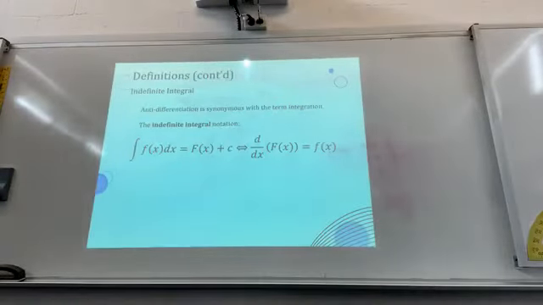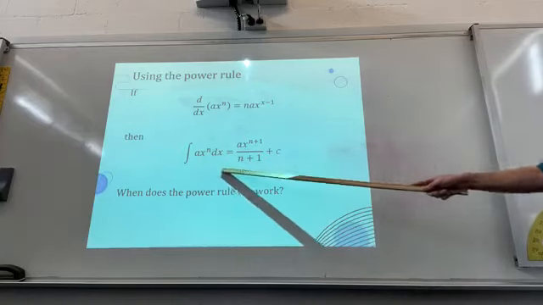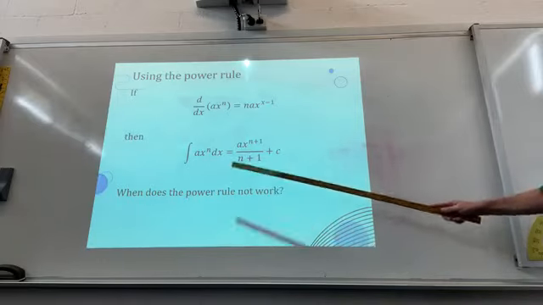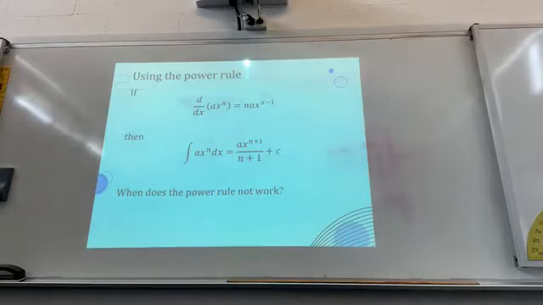Here's the notation. Now, we remember the power rule. If d/dx of ax to the power of n is n times ax to the power of n minus 1, therefore, integrating ax to the power of n dx is ax to the power of n plus 1 divided by n plus 1, plus c. Now, when does the power rule not work? When n is equal to minus 1, that doesn't work. Why? 0 on the bottom.